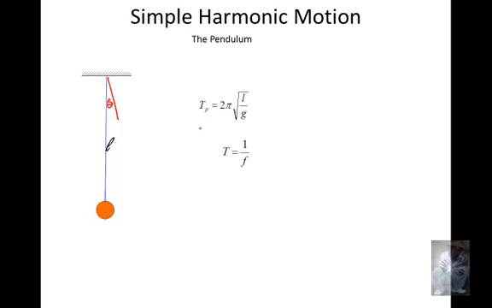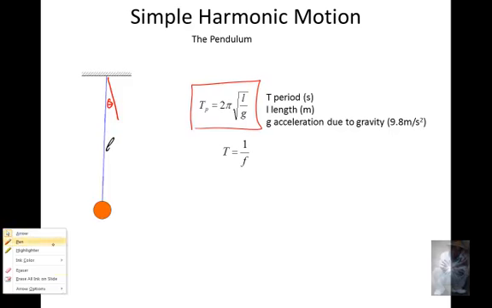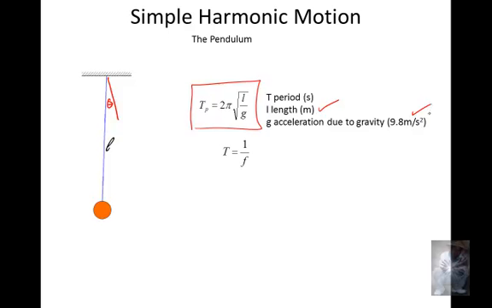The period equation tells us that the period of a pendulum is equal to 2 pi times the square root of L over g, where L represents the length of the pendulum, and g represents the acceleration due to gravity, and as we know, on Earth, that's 9.8 meters per second squared.